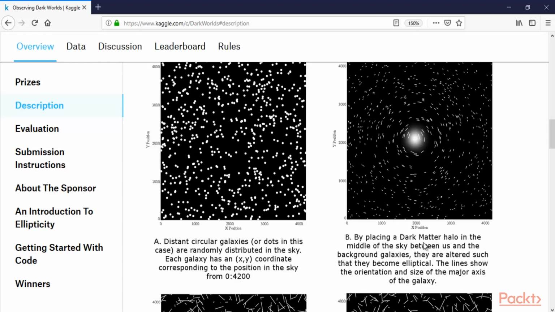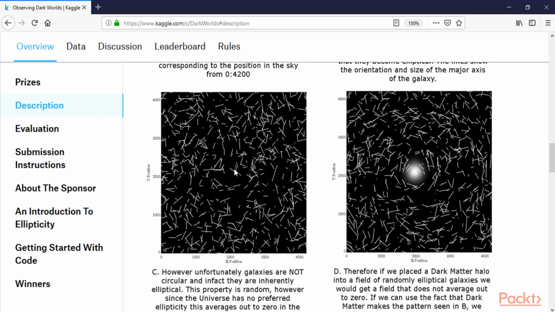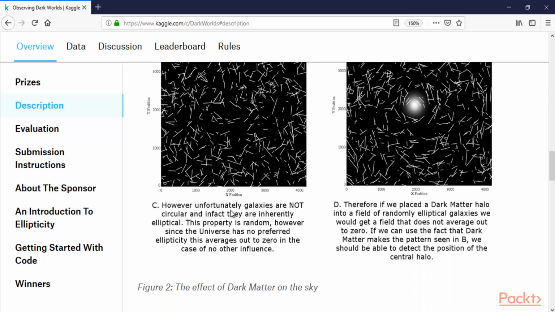B is by placing a dark matter. So if dark matter is available there, the galaxies will not look like a dot. It will look like an elliptical structure. So the dark matter halo is in the middle of the sky between us and the background galaxies, and they are altered such that they become elliptical. That's right. You can see here.